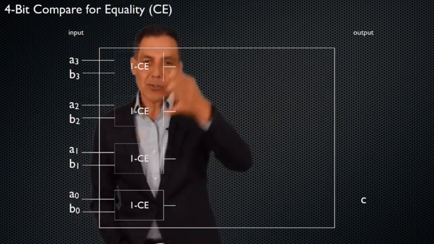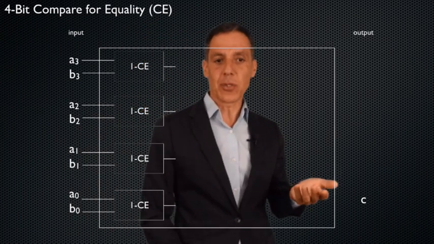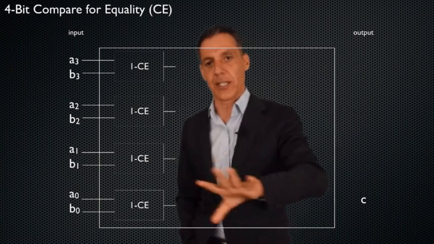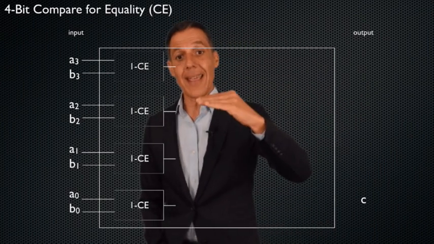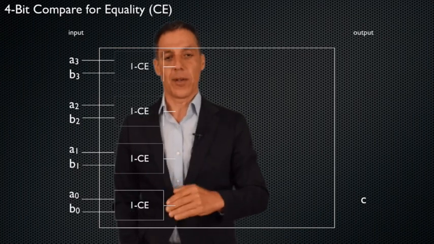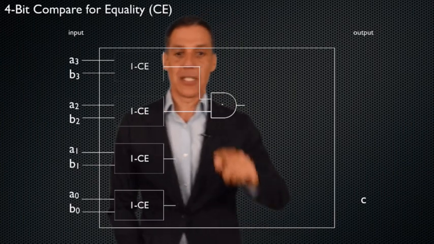Now, what do I want to do? So I have 4 outputs here. And what do I want to do? Well, let's think about what the rule is. The rule is that this should be a 1, the output to the entire circuit, if this is a 1 and this is a 1 and this is a 1 and this is a 1. I know how to do ands. I just need an and gate now. So this should be pretty easy.